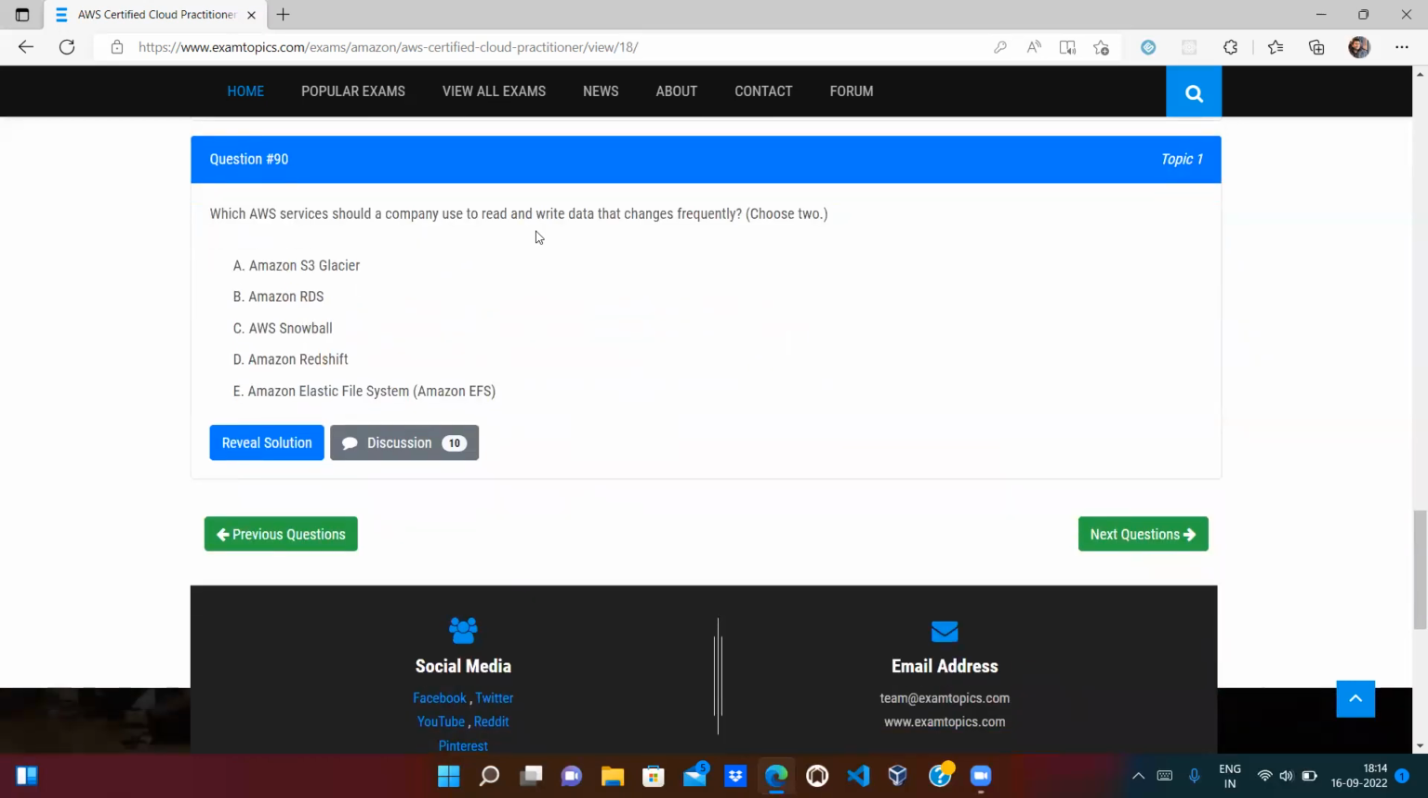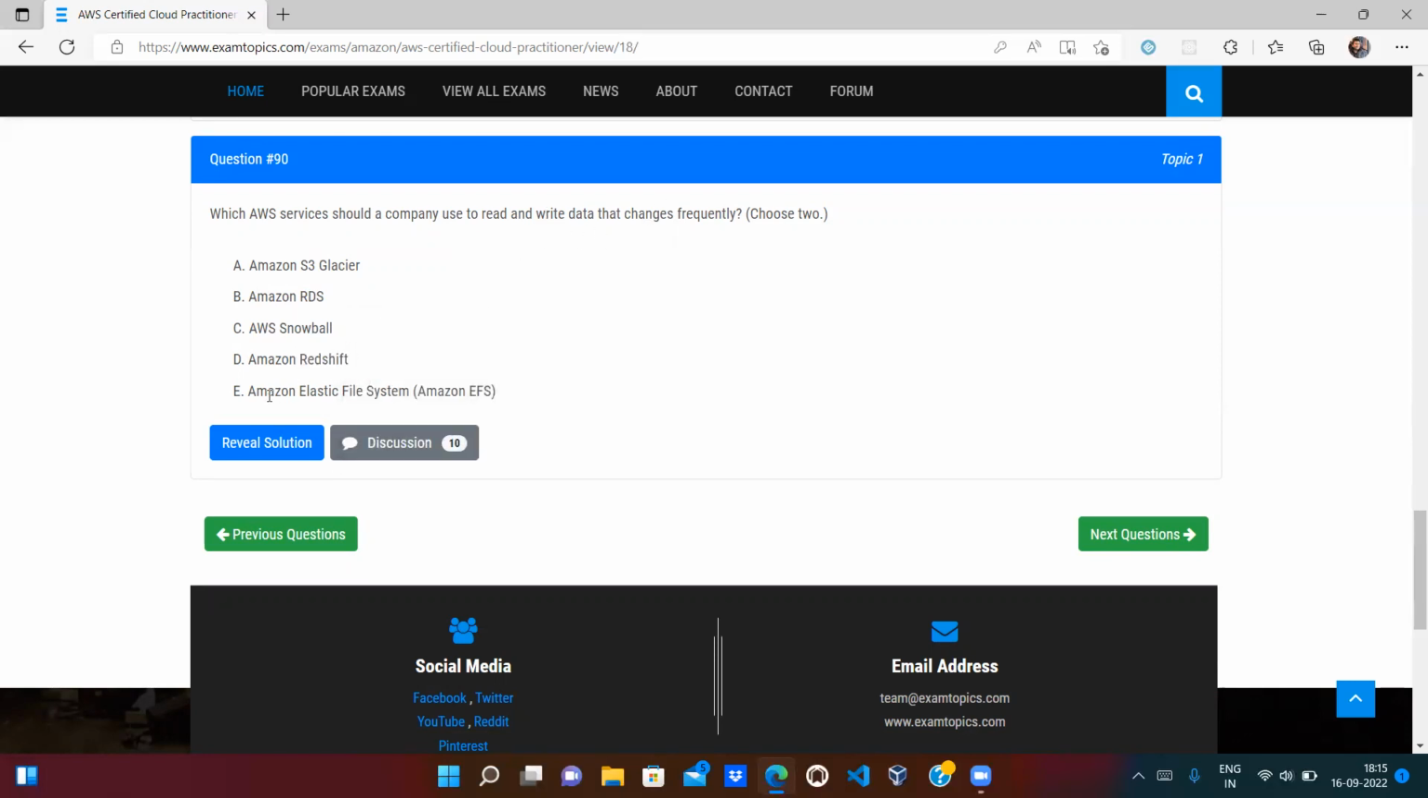Which AWS service should a company use to read and write data that changes frequently? So basically you are doing read and write operations very frequently. You can't use Glacier because Glacier is deep archival. RDS, definitely we can use RDS because it's a normal database. Snowball is just a transfer, if you want to transfer your data from your own premises to the AWS cloud, then you can use Snowball. So this is wrong. Redshift is a data warehouse, and a warehouse is not for OLTP, it's for analytic purposes.